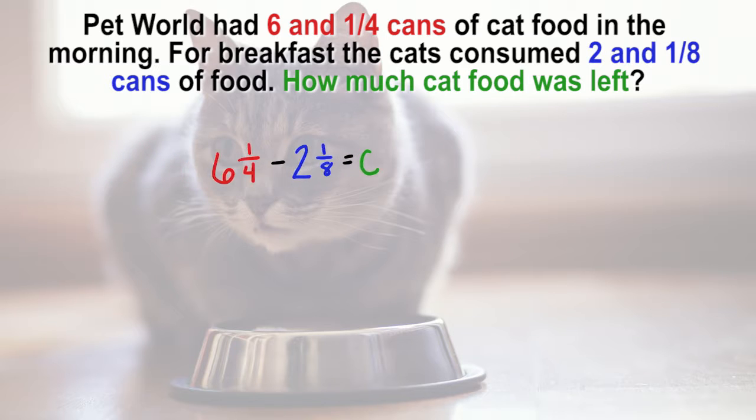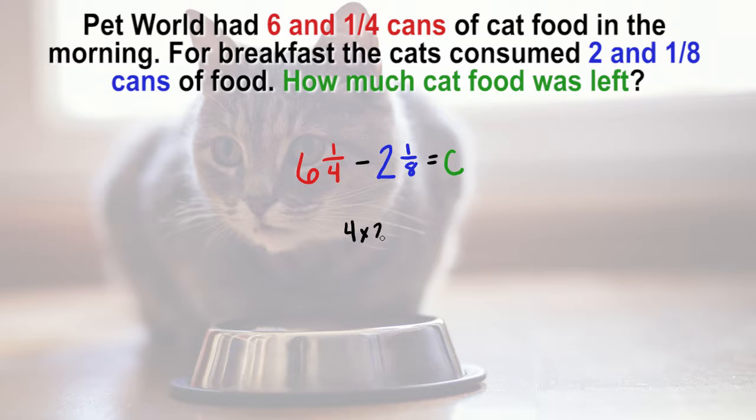The fractional pieces 1/4 and 1/8 have unlike denominators. They are, however, related. 8 is twice as big as 4, or 4 times 2 equals 8. This means that the fourths can be turned into eighths by multiplying the numerator and denominator by 2. 1/4 is equivalent to 2/8. The new equivalent equation reads 6 2/8 minus 2 1/8 equals C.